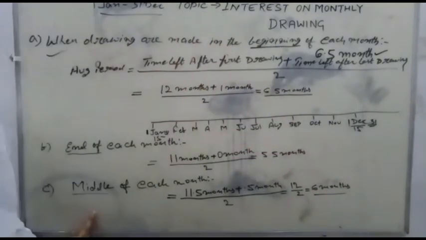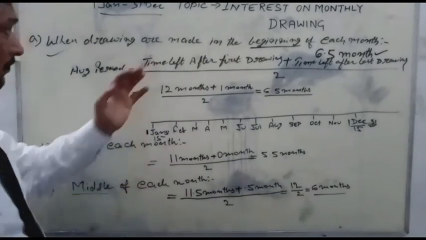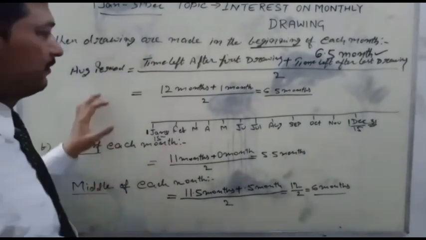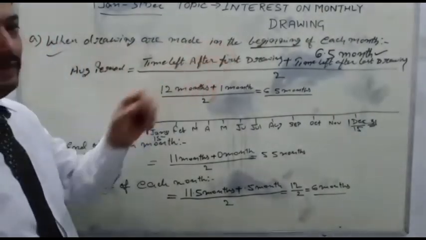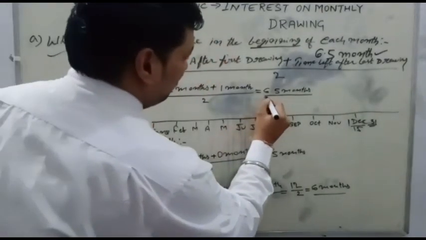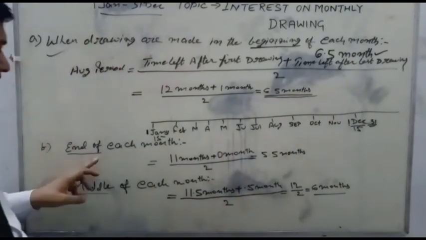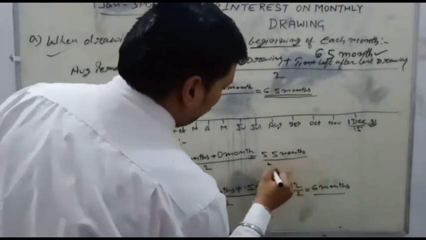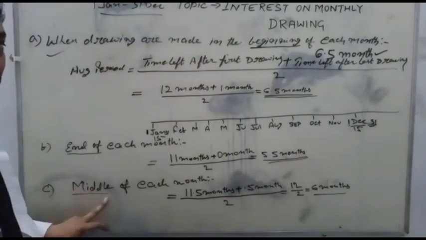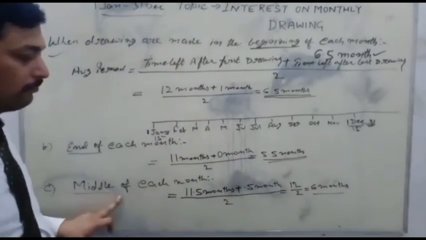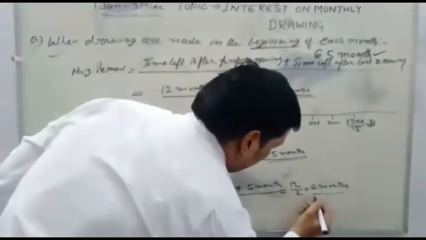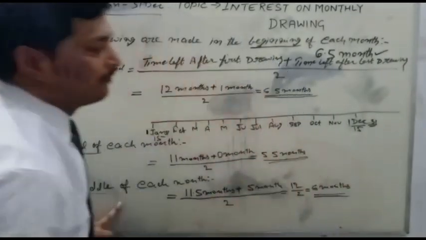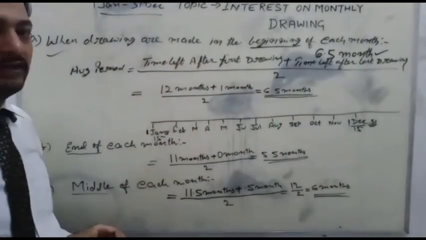So it is the concept for drawings given on a monthly basis. If drawings are made in the beginning of each month, we charge 6.5 months. If drawings are made at the end of each month, we charge 5.5 months. If drawings are made in the middle of each month, the drawing will be equal to 6 months. So that was the concept of the drawing.